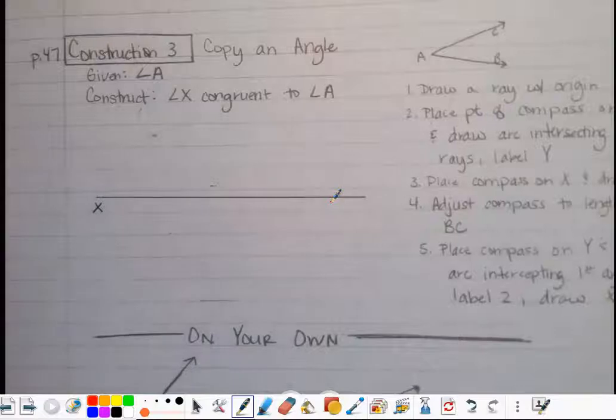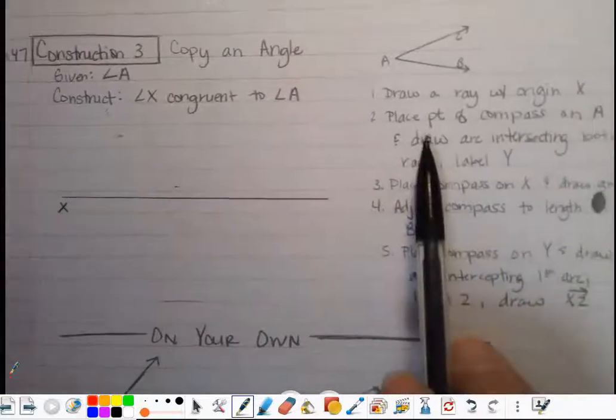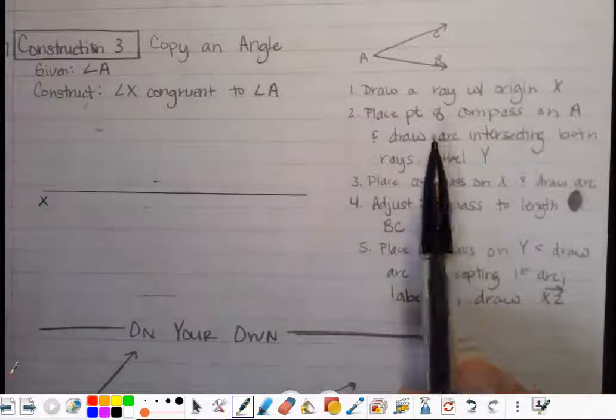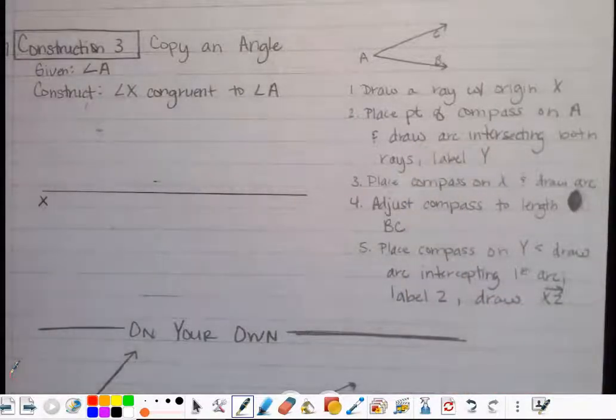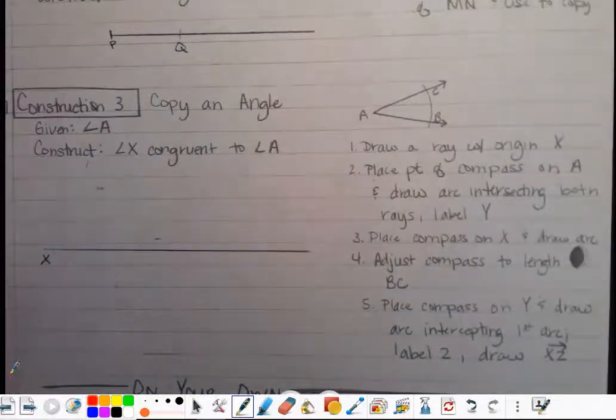Are we good so far? Let me bring this down here. Then it says place the point of your compass on A. The point is always the metal piece. And draw an arc intersecting both rays. So on A, an arc that intersects both rays up there. It doesn't matter where, but it has to be on them. It has to intersect both rays.